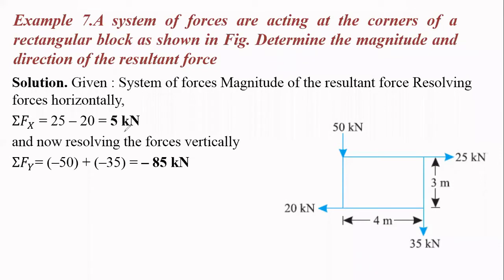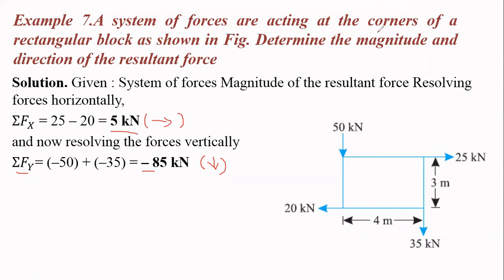Here the answer 5 kilonewton is plus. It means that the force in the horizontal direction, when the force is going to the right side, is treated as positive. So this summation Fx is in the right side direction. And here the value of summation Fy is negative. It indicates that this vertical force is in the vertically downward direction. The minus sign is indicating that the force is vertically downward. The plus or minus sign is simply for the directions.